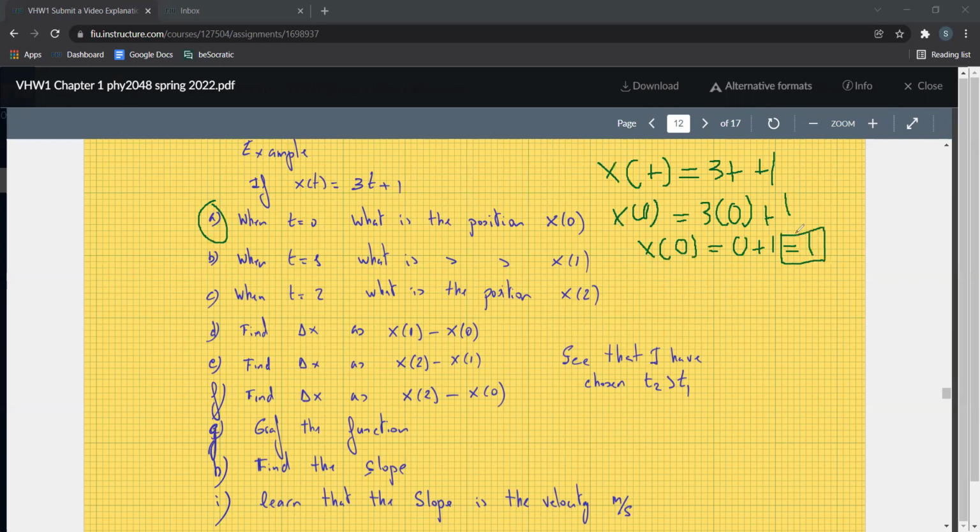Now, why this is, and again, I'll re-explain it, on a graph, for each coordinate of t, there is a corresponding x value to it. So when t is equal to 0, your x is at 1, which would give you the coordinate 0, comma 1. All right, I'll do some more examples.